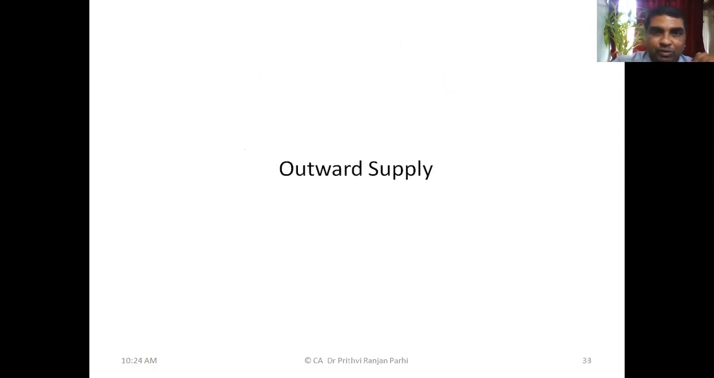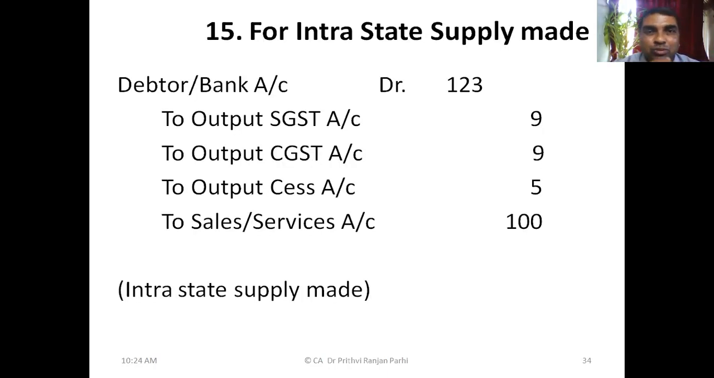Now we are coming to the outward supply part. This is a simpler thing. You can do it very well. So, for intrastate supply made, outward supply means sales or service supply. So debtor account or bank account is debited, and output SGST account, output CGST account, and output sales account are credited to sales or services. Sales, services or miscellaneous income, any kind of account can be credited. So bank and debtor can be debited.